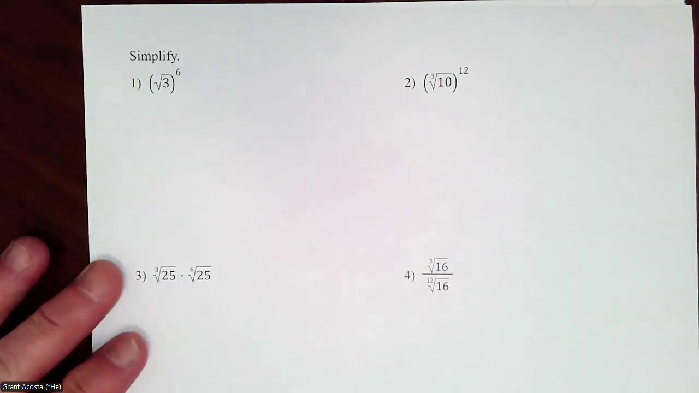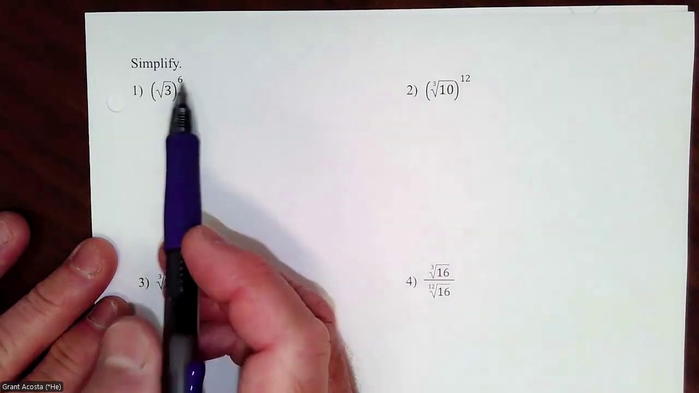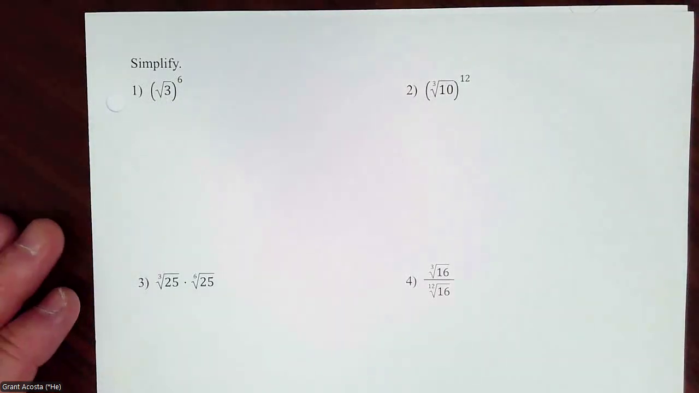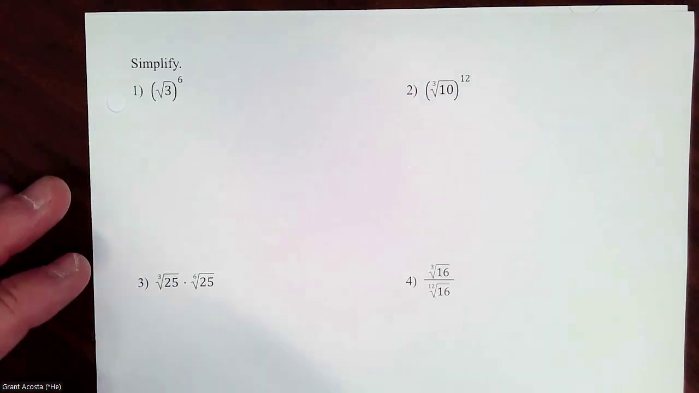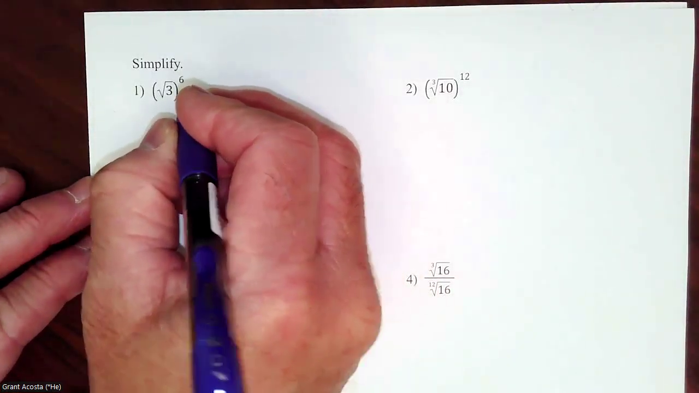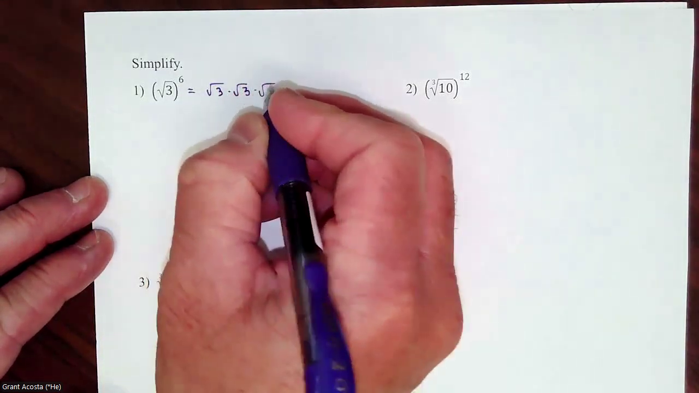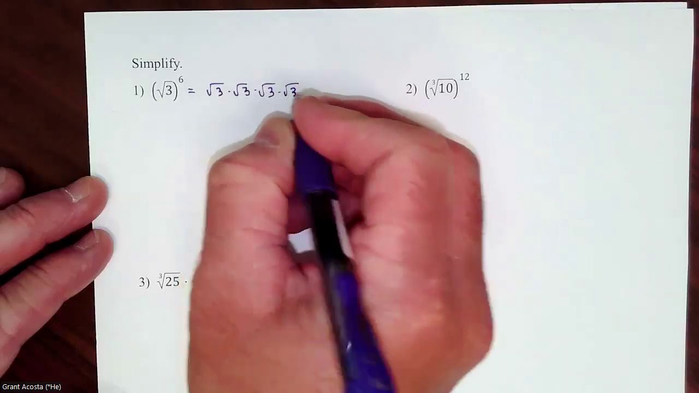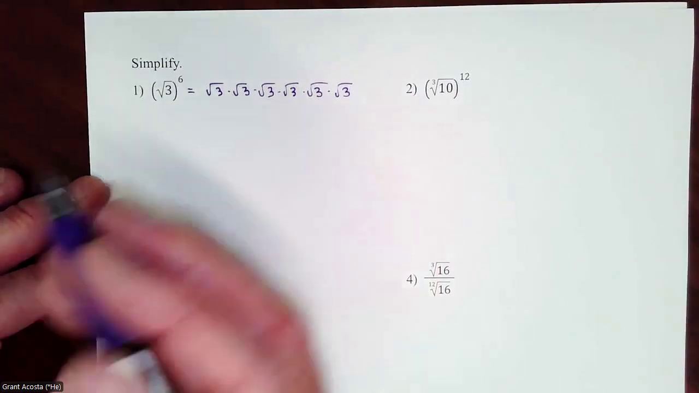For example, suppose I was doing a math problem and I ended up with the square root of 3 to the 6th power, and I wanted to simplify that. Well, to the 6th power, it's not too terrible. If I wanted to, I can multiply root 3 times itself 6 times and figure out what that is.